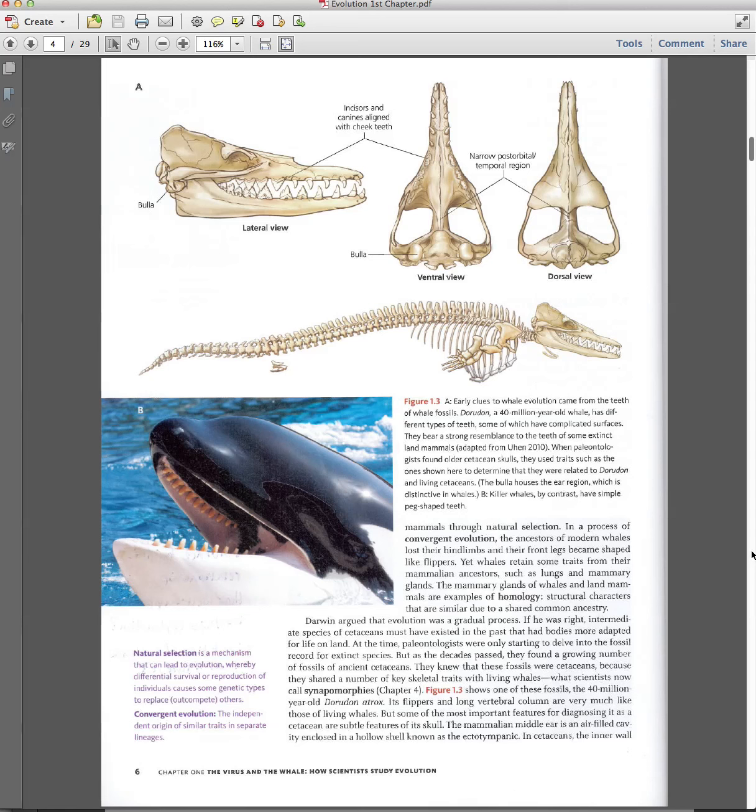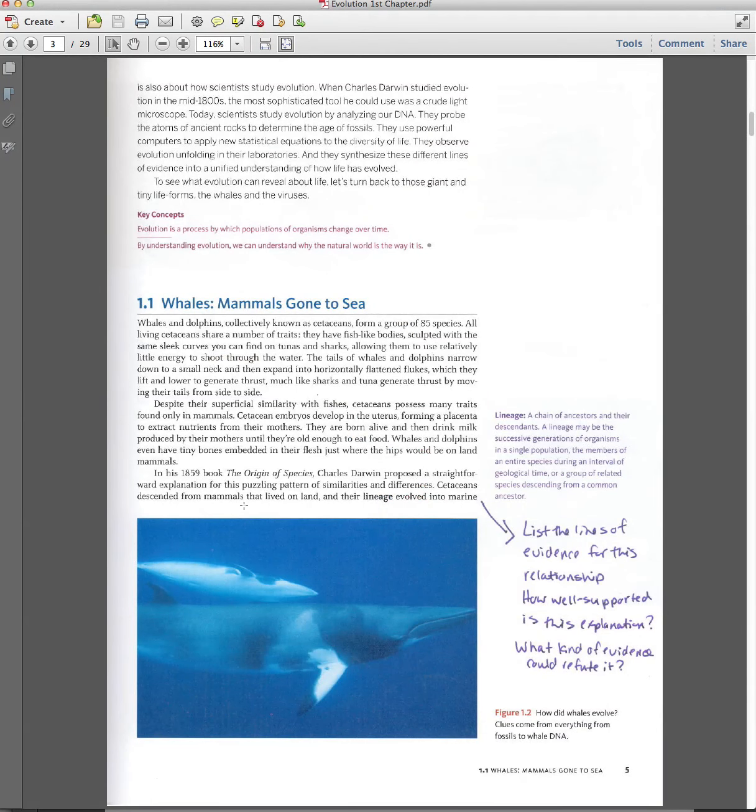So you're going to keep reading through this, and I always want you to look at the figures. In fact, one thing you can do is sit down and look at the figures before you even read the text. Okay, so what is this figure telling you? This is showing you different views of a skull. This is Dorodon, a 40-million-year-old whale. It's going to show you the different types of teeth that it has, and then it's going to talk to you about teeth, right? And it's comparing this with a modern killer whale.